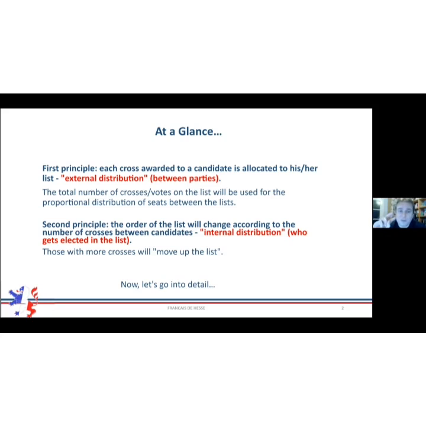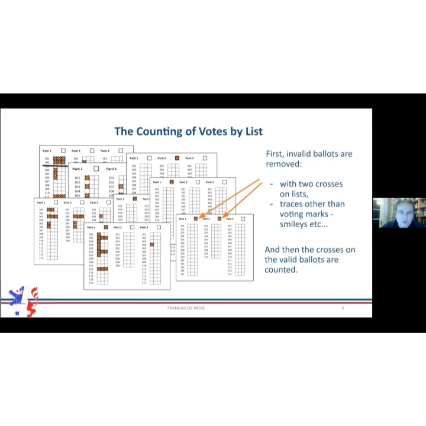The second principle is that once you know that, for example, the yellow or the green have received 8 seats, the question is who is going to get them? And that's where the number of crosses per candidate is important. That's what they call the internal distribution. So the external distribution is between the lists, and the internal distribution is who gets the seats within the list. So let's have a look.